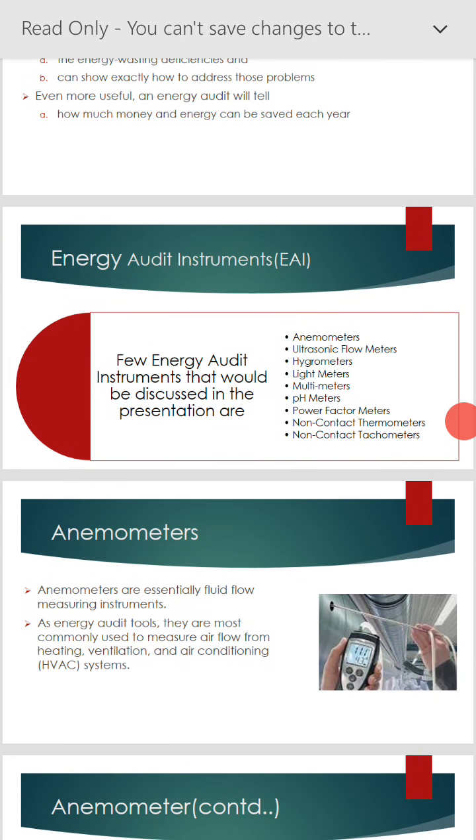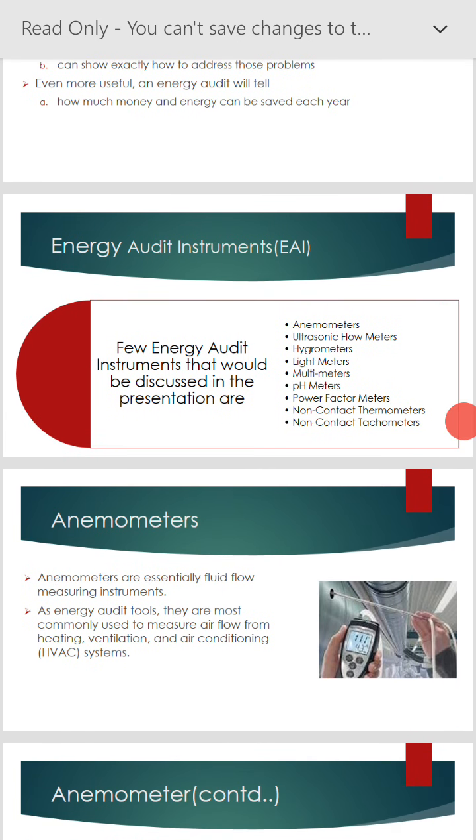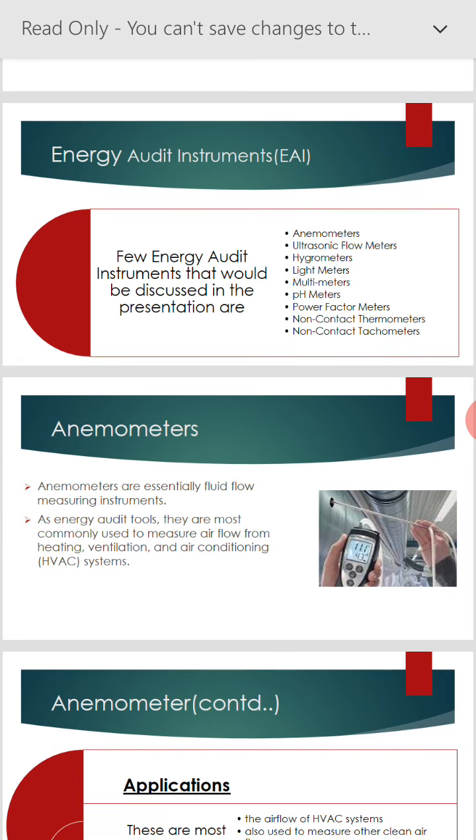At last, the topic is what the audit instruments are. So here you see the audit instruments: anemometer, ultrasonic flow meter, hygrometers, light meters, multimeters, pH meters, power factor meters, contact thermometers, non-contact tachometers. Okay, these are the things. So what is an anemometer?